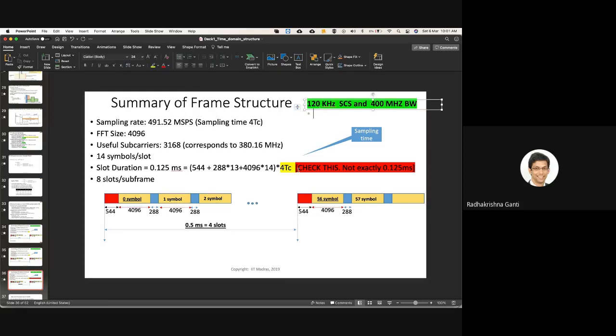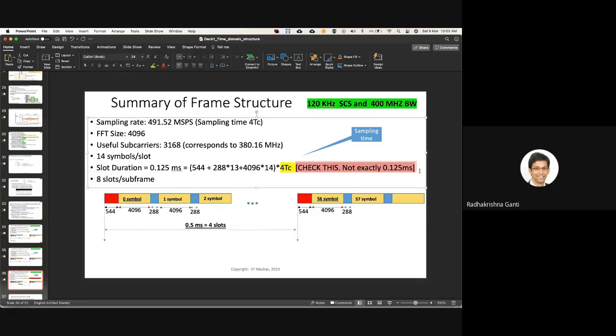For all other subcarrier spacings, at the boundary of every 0.5 milliseconds you have a larger cyclic prefix. That's why it's always at 0.5 milliseconds. In this case, 544. I have to do this computation again. I checked it some time back and it is not exactly matching 0.125 milliseconds. Maybe one of you can check this once, if it matches exactly 0.125 milliseconds.